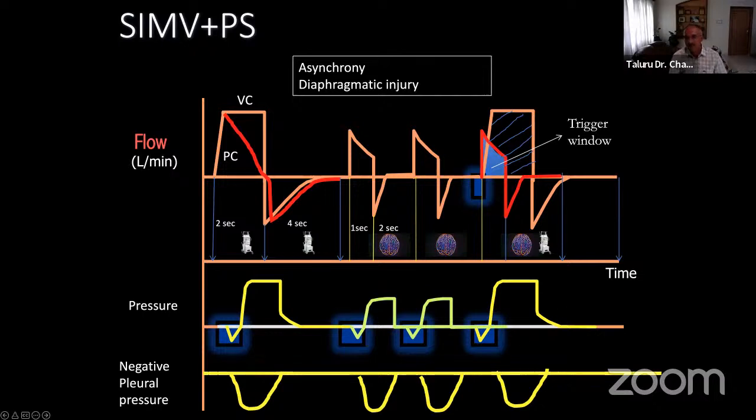See, the diaphragm is still contracting. The diaphragm doesn't keep quiet. How does it? The diaphragm knows, okay, next breath is the mandatory. Let me keep quiet, the ventilator will support me. It doesn't know. You have not looped it.